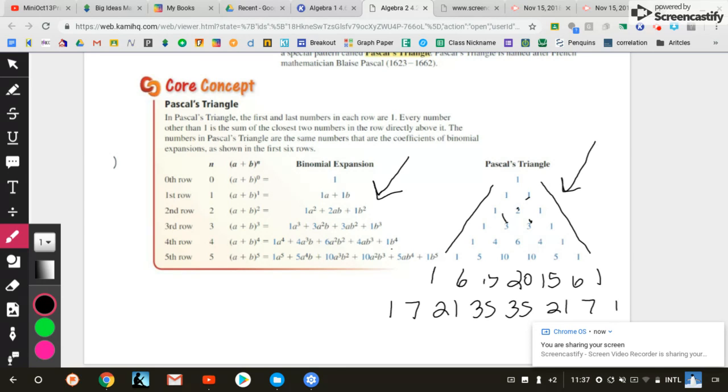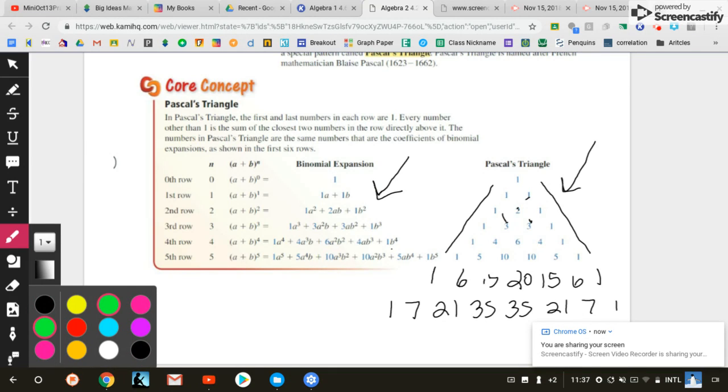The other thing we need to look at are the variables. So let's look at the 4th row, for instance. So in the 4th row, we have an a. And then when you look at what happens to the variables when you expand it, starting on the left, you have a to the 4th, and then a cubed, then a squared, an a, and then no a. And then if you look at your second term, which is the b, you actually start on the right this time, and you have b to the 4th. Moving in, you have b cubed, and then b squared, and then b, and then no b. So there's a pattern with the variables as well.